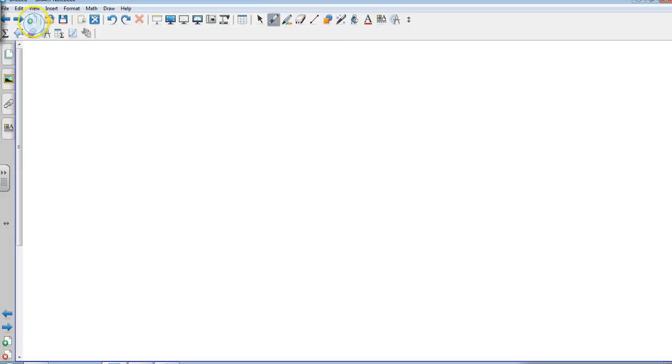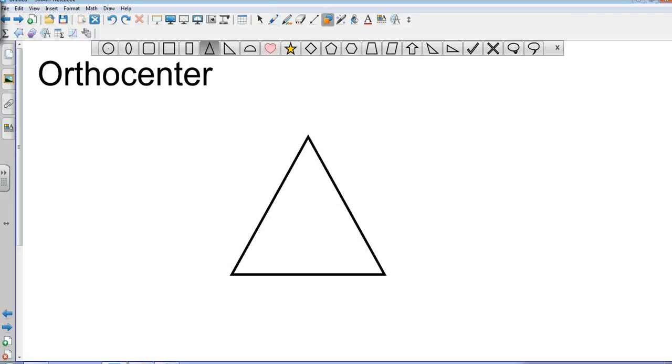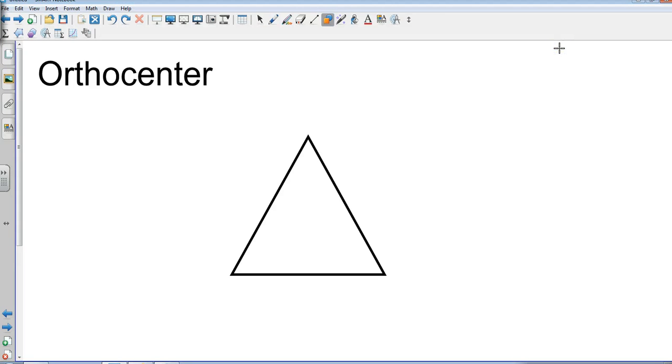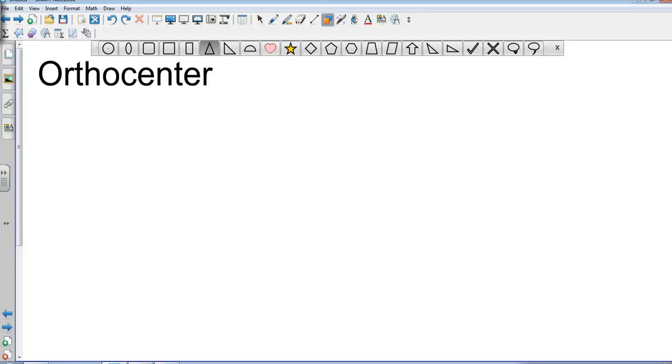Okay, so now we're going to talk about an orthocenter. The orthocenter has to do with the altitudes. So we're going to draw in the altitudes of these. And you know what? I don't like that triangle because I keep using the same one. So let's make it look a little bit different. Let's make it look like that. Okay, so I'm going to draw in the altitudes of these.